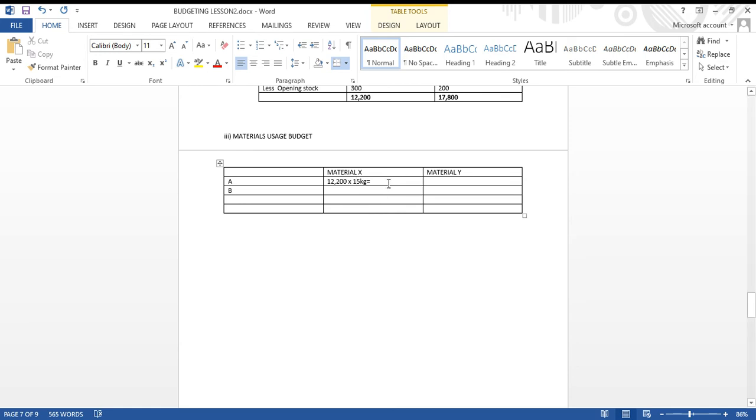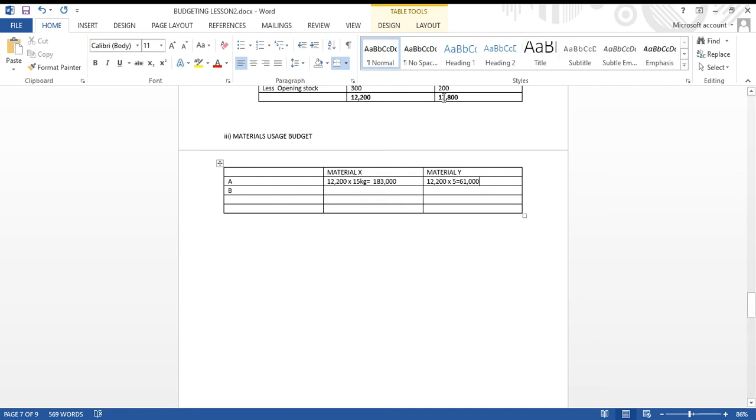I'm going to need 183,000 kg of material X for product A. Material Y, we said we need 5 kg for each unit of product A. So we're going to say 12,200 times 5. We're going to need 61,000 kg of material Y for product A.